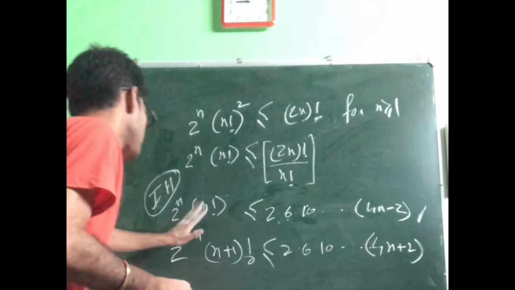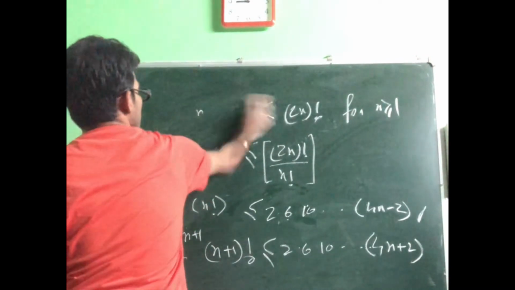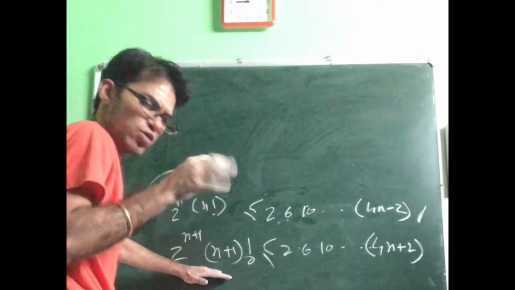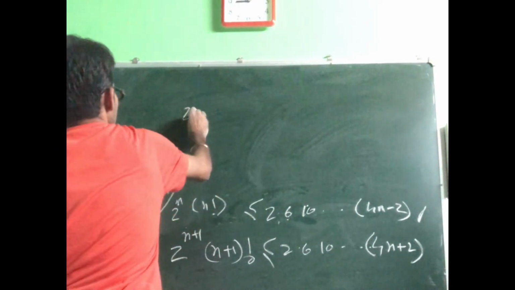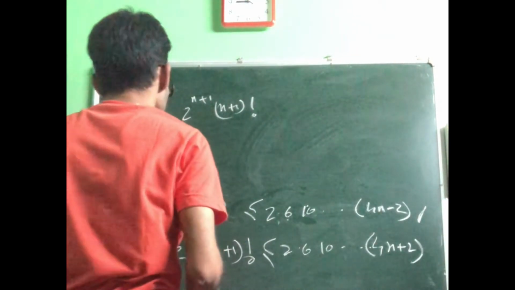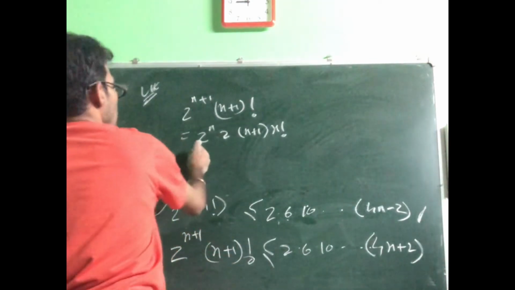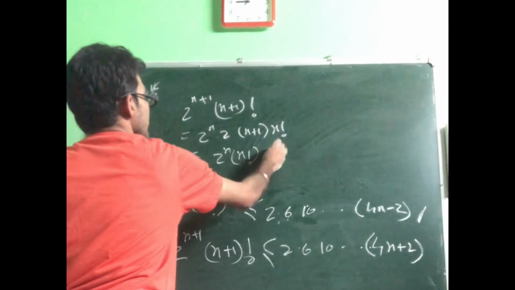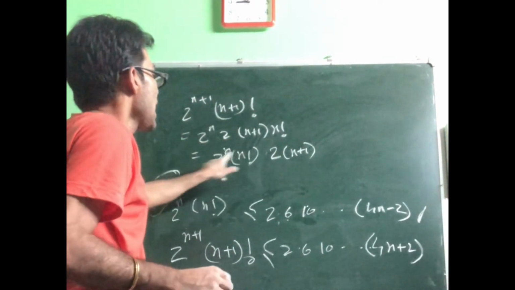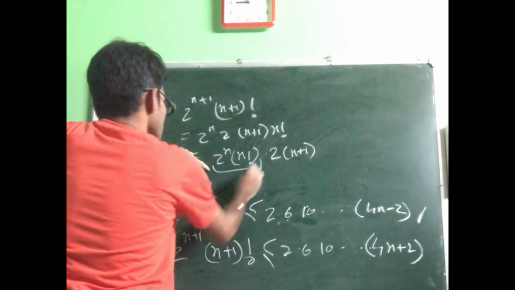So how do I prove this from this one? Well, let's look at the left hand side of what I'm supposed to prove, and then try to do some manipulation from what I am being given. So 2 to the power n plus 1 with the n plus 1 factorial is my left hand side. This is 2 to the power n into 2 into n plus 1 and n factorial. I'm breaking n plus 1 factorial down into n plus 1 into n factorial, keeping 2 to the n and n factorial on one side, and the 2 and n plus 1 on the other side, because I want to use this argument.